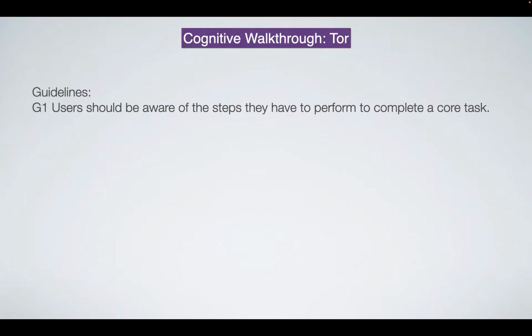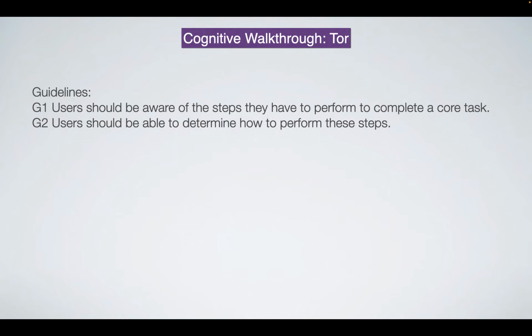Okay, so users should be aware of the steps they have to perform to complete a core task. So I know I want to go to Google and I want to be anonymous. First off, I have to figure out what I have to do, so I should be aware of that. And if I'm not aware of it, the software should guide me somehow. So I should know what it is that I'm trying to accomplish. Then I should also know how to do it. Once I know what I want to do, I have to determine the steps in order to do it. So the software is going to help me figure out what I actually have to do in order to accomplish this core task.